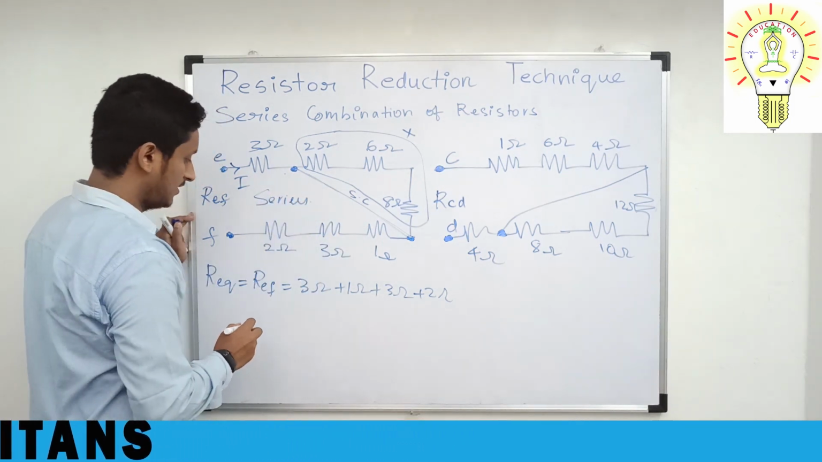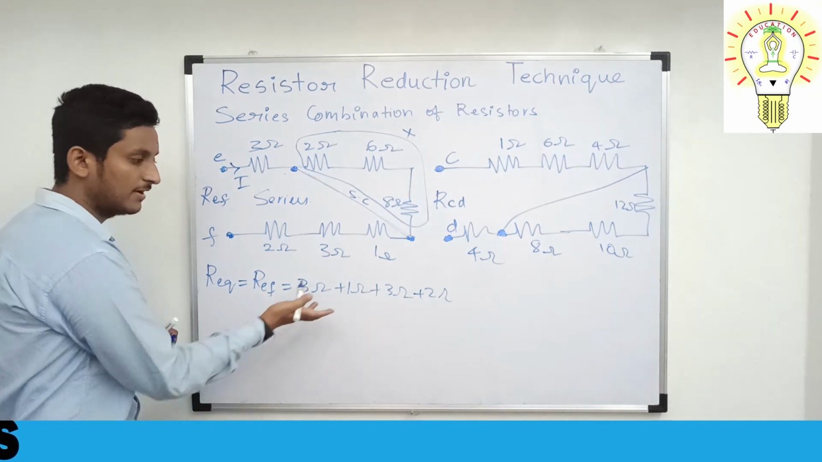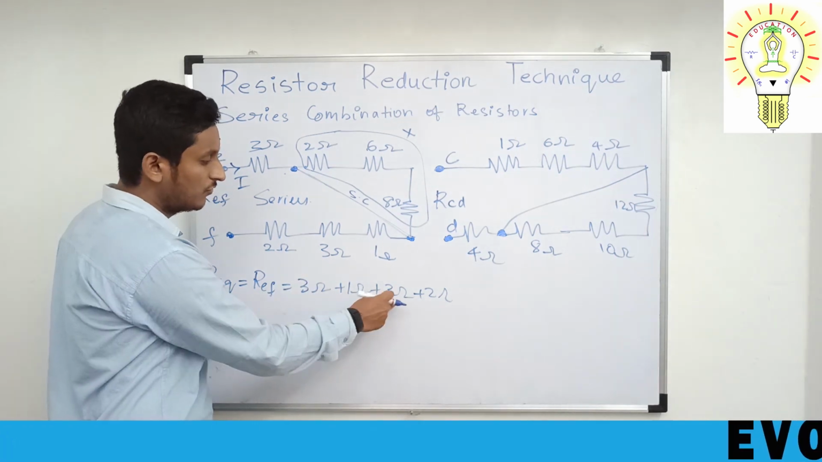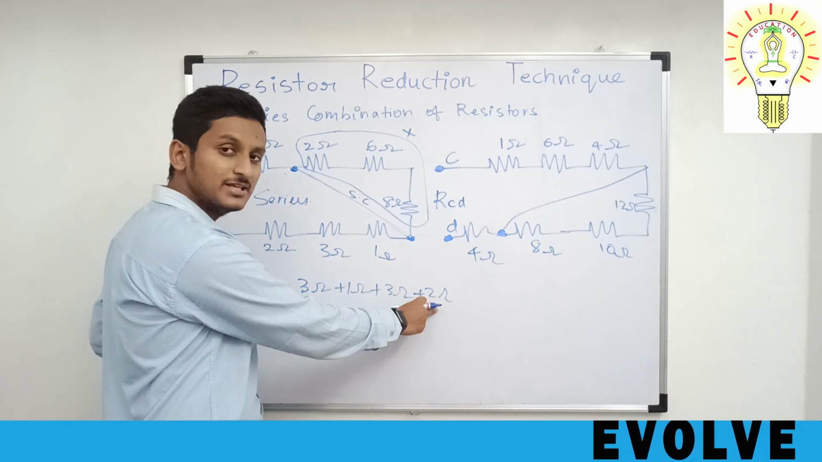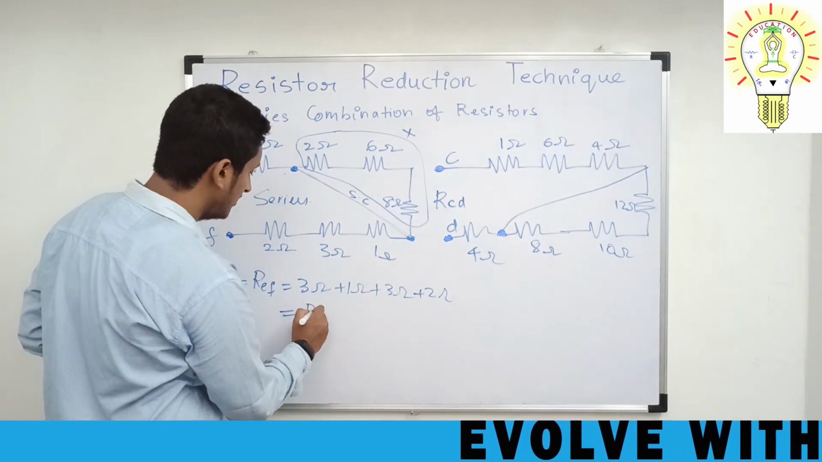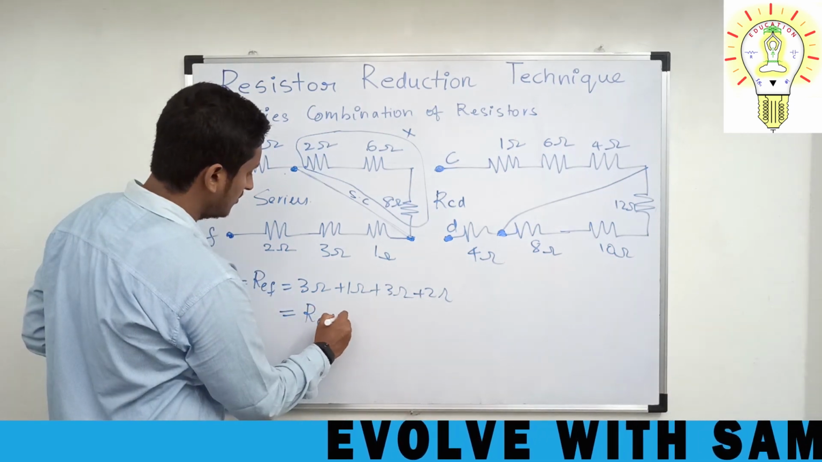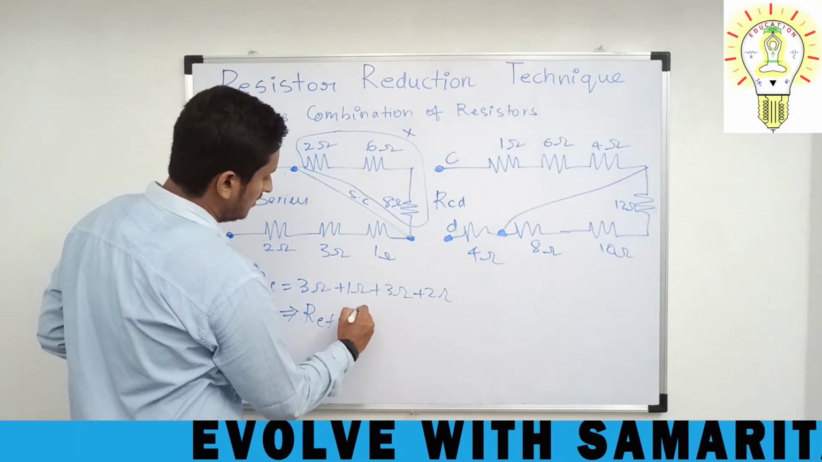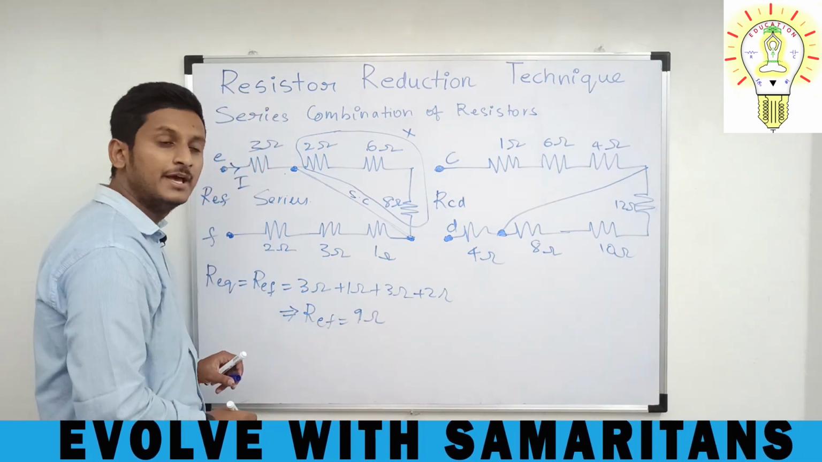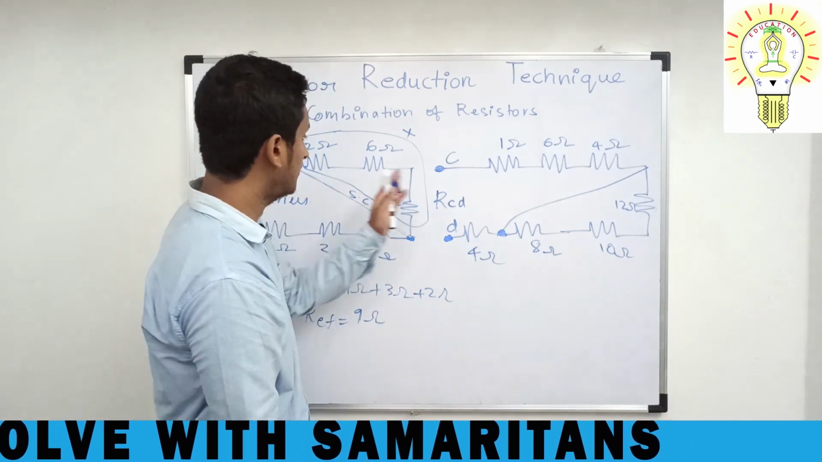You got it? Now what will be the value here? Calculate. 3 plus 1 is 4. 4 plus 3 is 7. 7 plus 2 is 9. So the value of REF is equal to 9 ohms. Similarly here also, this is similar to this problem.